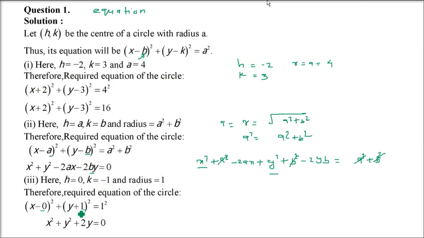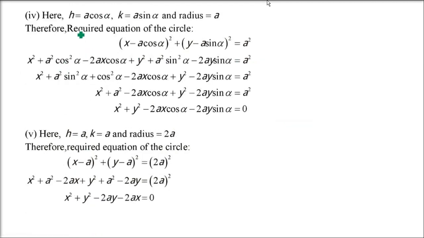So put h as 0 and k as minus 1, and you will get this equation. Here the center is (a cos alpha, a sin alpha), that is h and k, and radius is a. So (x minus h) whole square plus (y minus k) whole square equals a square. Just open this. x square plus a square cos square alpha minus 2ax cos alpha is the first part. Then y square plus a square sin square alpha minus 2ay sin alpha, and this equals a square.